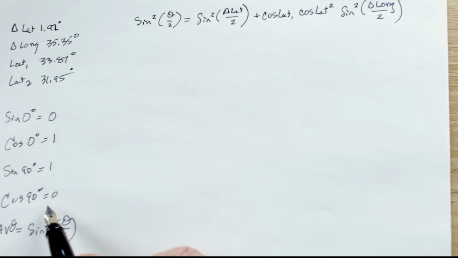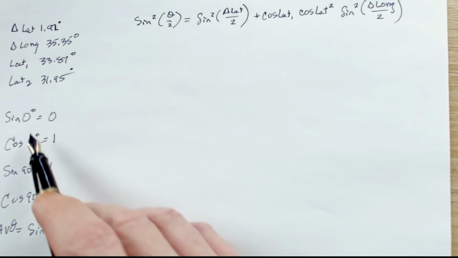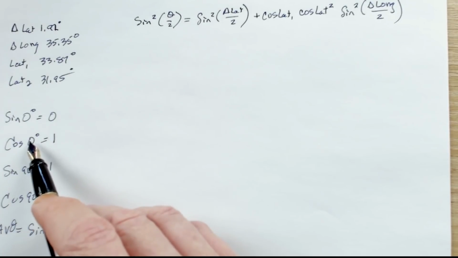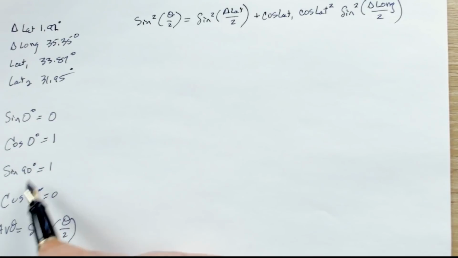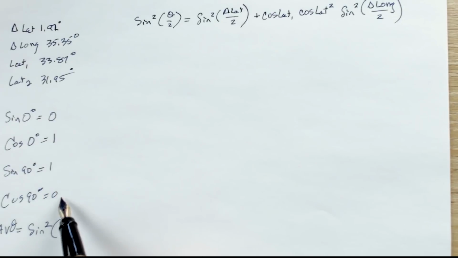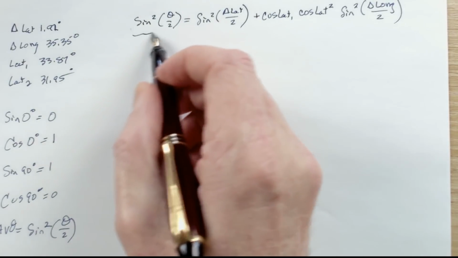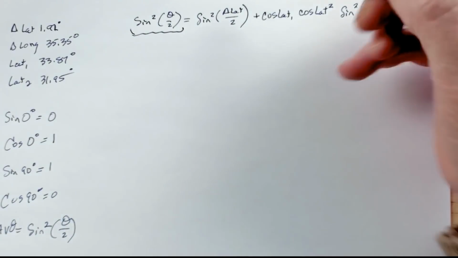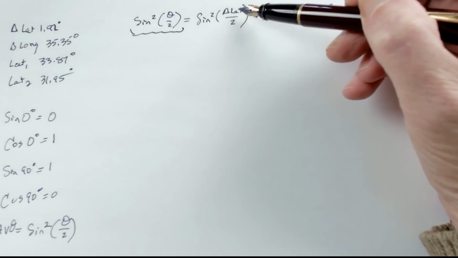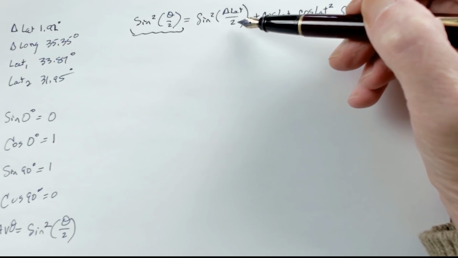Now, these are just some trigonometric identities to refresh ourselves with. If you look at an angle of 0 degrees, the sine would be 0, the cosine would be 1. If you're looking at a 90-degree angle, the sine would be 1 and the cosine would be 0. And the Haversine of angle theta is the sine squared of angle theta over 2. So let's see what we have up here. So the Haversine is right here. And that's the sine squared of angle theta over 2. And that equals the sine squared of the change in latitude divided by 2.